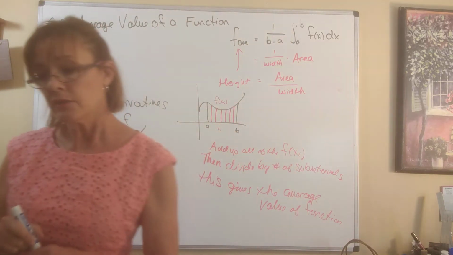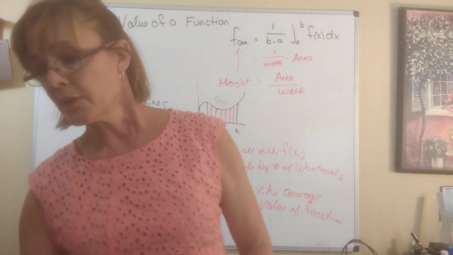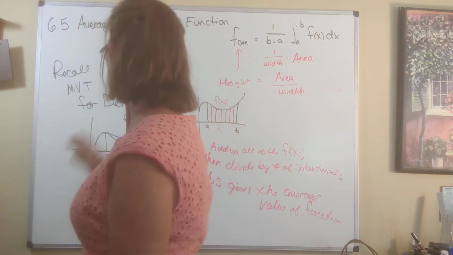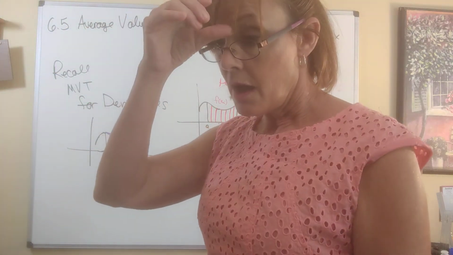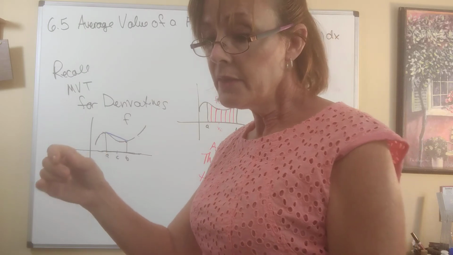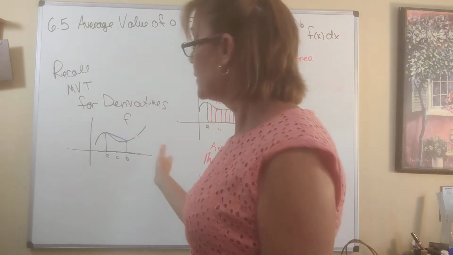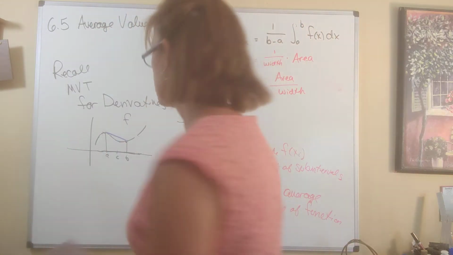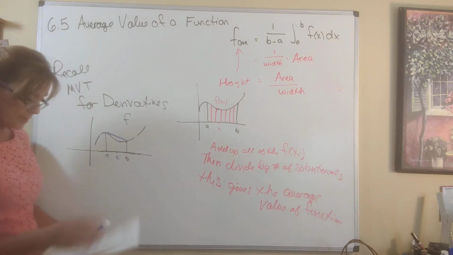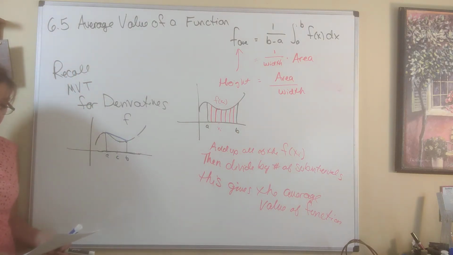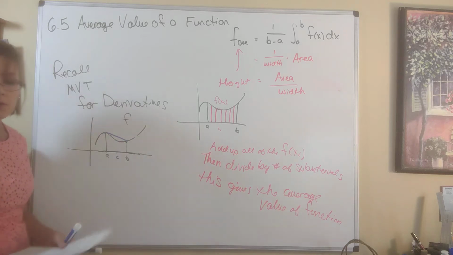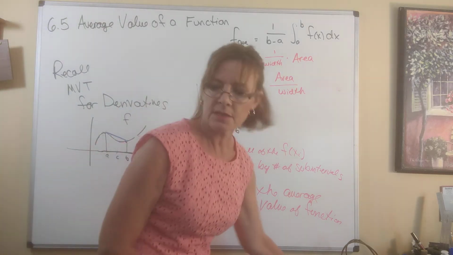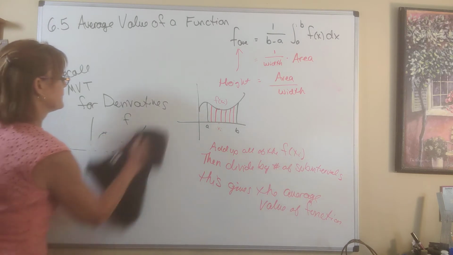The mean value theorem for integrals, what does it say? Okay, it says if a function is continuous on A to B, then there exists a number C somewhere between A and B, similar to this, where we can find the average height, is what it says. So let's look at what that looks like, and let's get an interpretation of that.